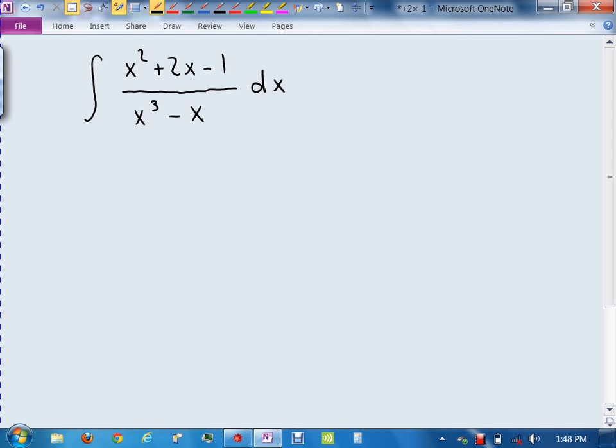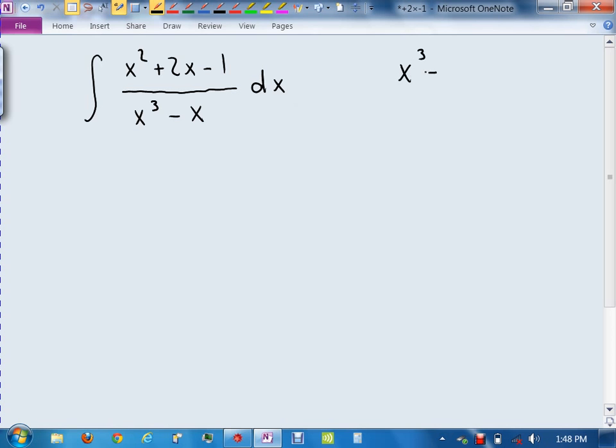It's already 150. Damn. Polynomial over polynomial. Do we need to do long division? No? No long division, right? Okay, so try and factor the denominator. So I'll do that over here.